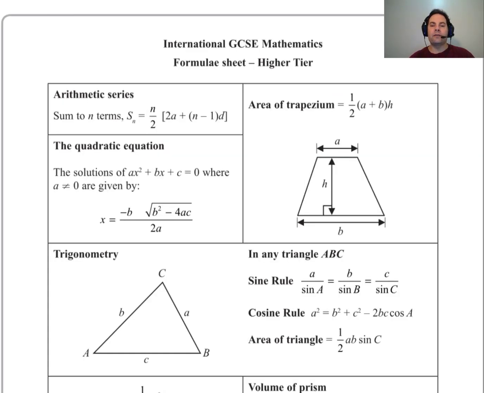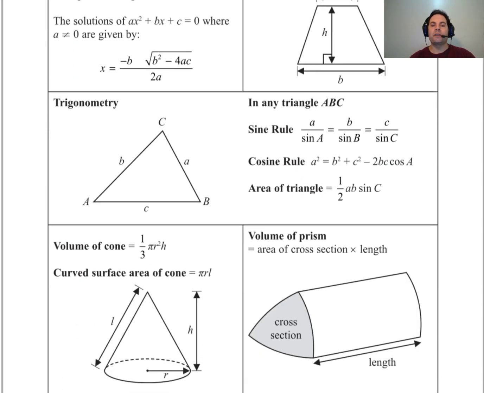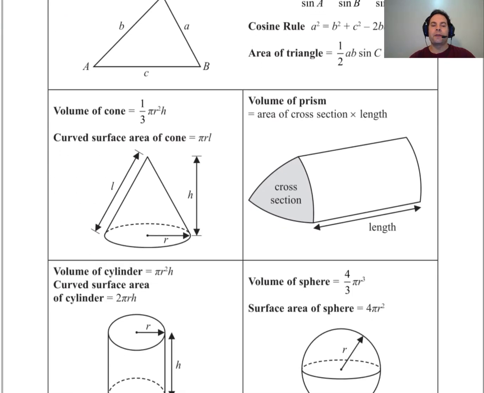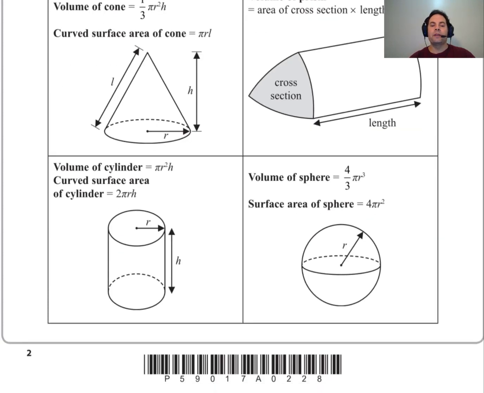First, by looking at the formula sheet which is given and which you have to memorize. Firstly, it's given the arithmetic series, the summation formula, quadratic equation formula, area of trapezium, trigonometry, sine rule, cosine rule, area of any triangle, the surface area of cone and its volume, the volume of any prism, cylinder, the surface area and the volume given. For a sphere also the volume and surface area is given.